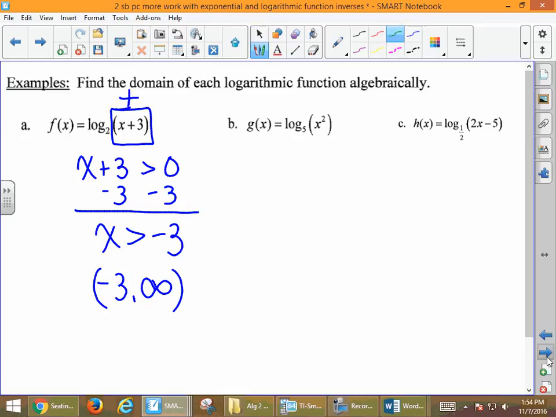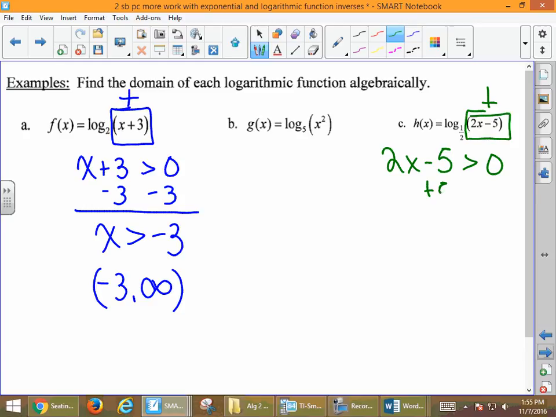I'm going to skip B for a moment and jump over here to C. On C, this value still must be positive. 0 to infinity is the domain of our logarithmic function. It doesn't matter the base. Over here we have log base 2, here we have log base 5, here we have log base 1/2. It doesn't matter what the base of the logarithm is. It's the argument part of the function, the 2x minus 5, that has to be greater than 0.